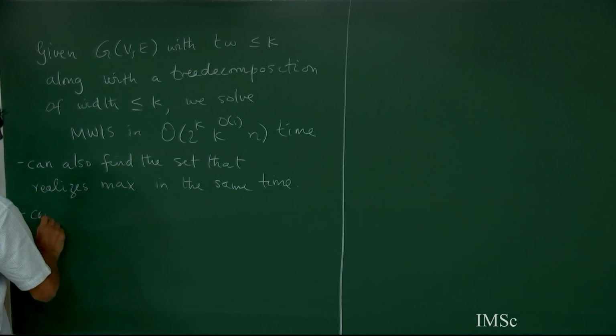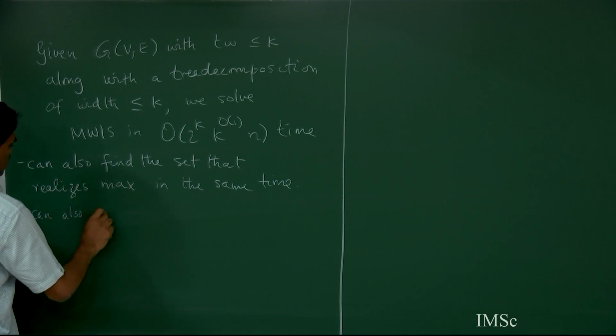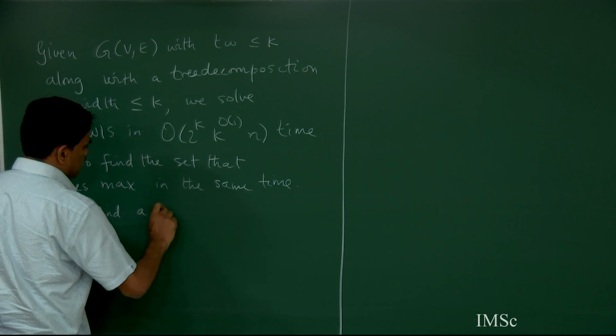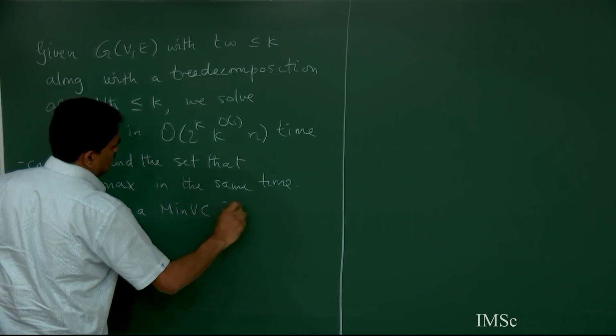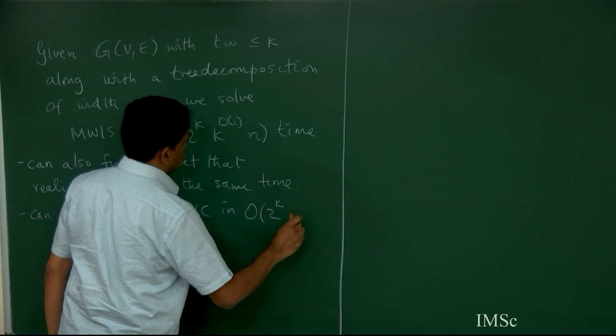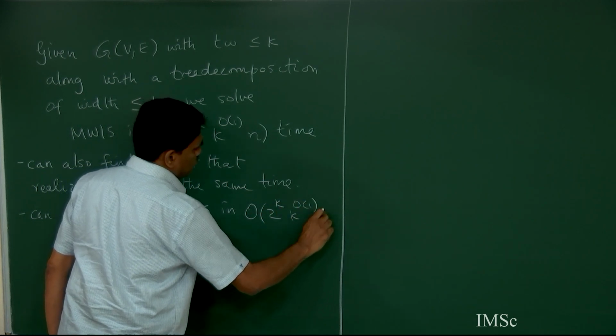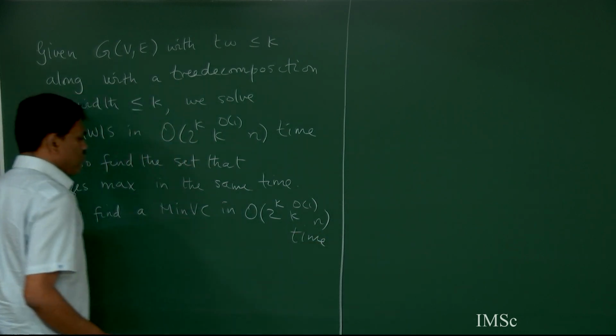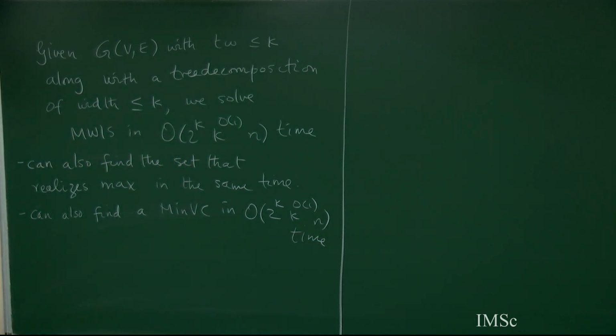By the same token, at least we can find min vertex cover in the same time. I'm not saying minimum weight vertex cover, but that can also be done essentially mimicking the same dynamic programming algorithm. But min vertex cover follows immediately, because if you look at the unweighted version of the problem, you can find the maximum independent set in that much time, because we really did not use weight, or put all the weights to be 1. What you're looking for is a maximum independent set. You take the complement, you get the min vertex cover.